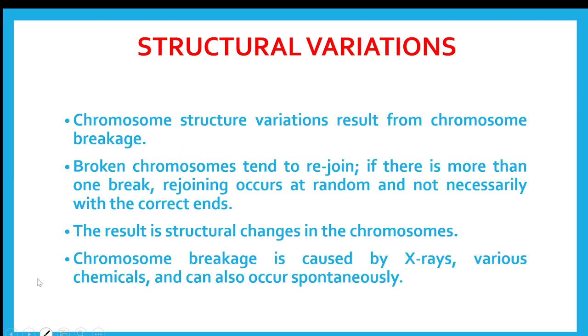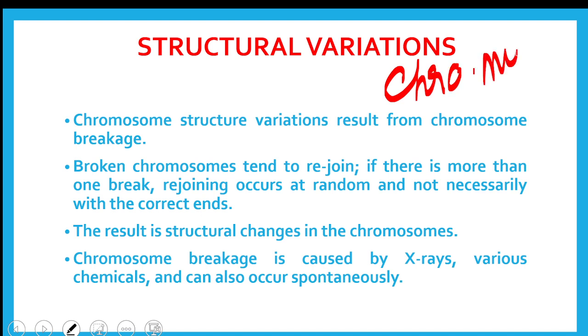Good morning. Today we'll discuss structural variations. So we are discussing chromosomal mutations, which we can also call chromosomal aberrations. Among them, there are two types: changes in number and changes in structure. Changes in number, comprising euploidy and aneuploidy, we have already completed. Now we'll start structural variations.